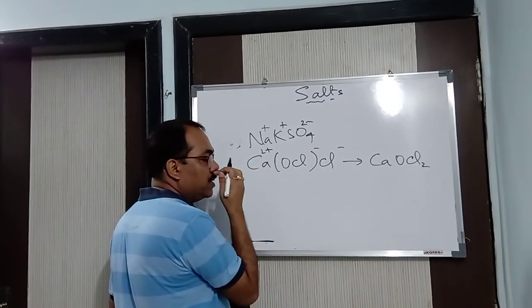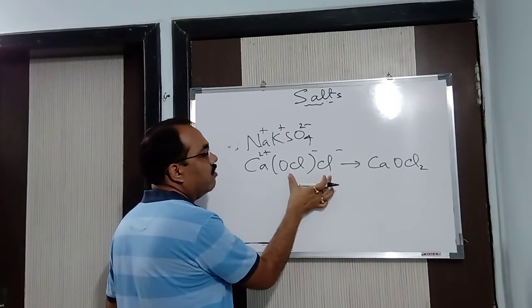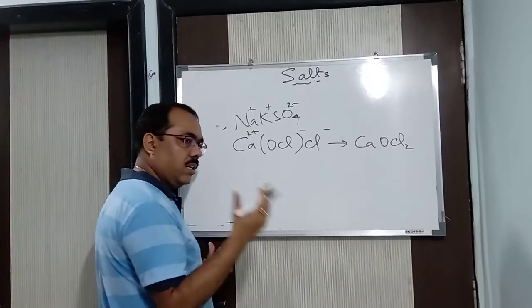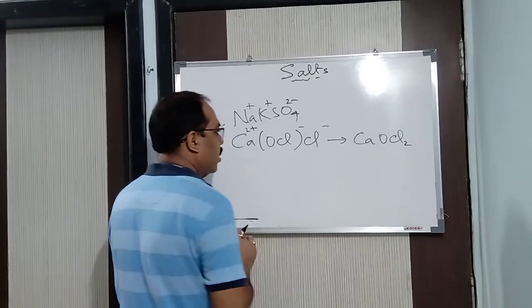So what I said to you? It is either two positively charged ions or two negatively charged ions. What is that known as? It is known as mixed salt. Clear? This is your bleaching powder, calcium oxychloride.